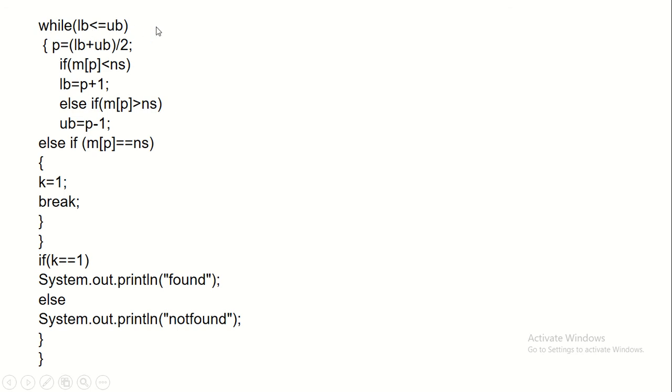Lower bound is less than or equal to the upper bound, and then lower bound plus upper bound divided by 2. Whenever it is less, increase, whenever it is greater, decrease. If m of p is equal to the number to be searched, k equal to 1, and you break. So this is the program for binary search. Hope you would have understood the binary search very well. Now let us also execute the program, and I can show it.